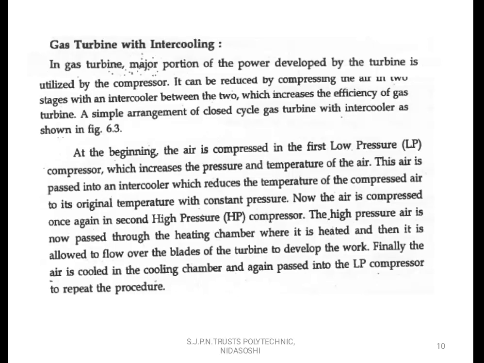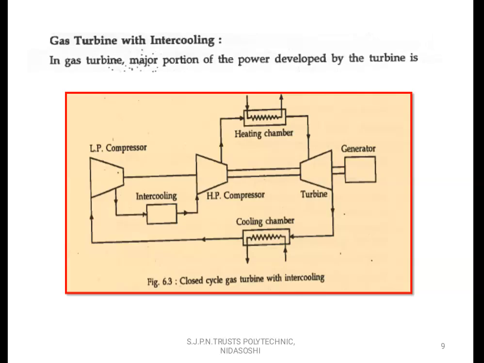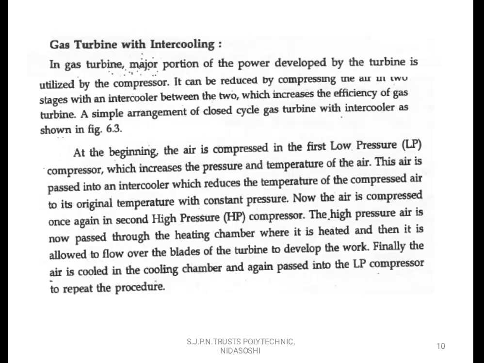So how? In the beginning, air is compressed in the first low pressure compressor, the LP compressor. You can see it on the sketch. Here the air is compressed in the first low pressure compressor, which increases the pressure and temperature of the air. This air is then passed into the intercooler.